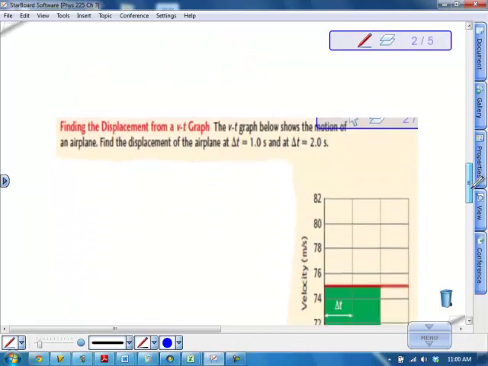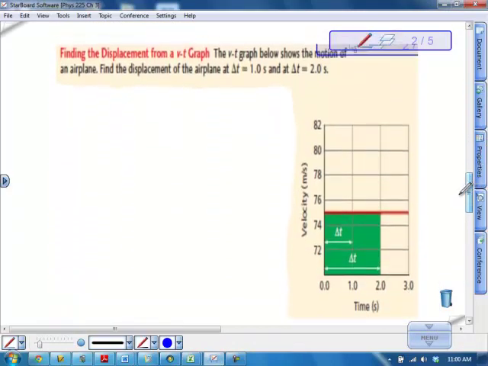All right, let's look at a velocity time graph again, and let's use it to find the displacement. The nice thing about a velocity time graph is we can find distance as the area underneath the curve, and that will give us distance. This question says, use the velocity time graph to find the displacement of the airplane at a change in time of 1 second and a change in time of 2 seconds. A change in time of 1 second would be this area right here.